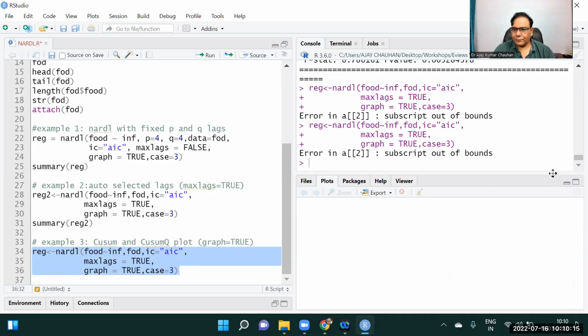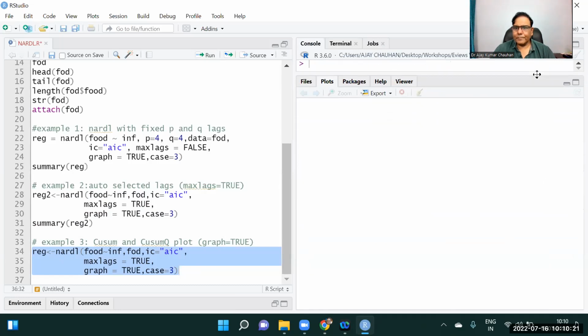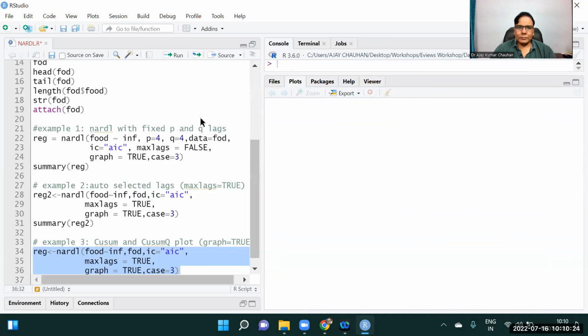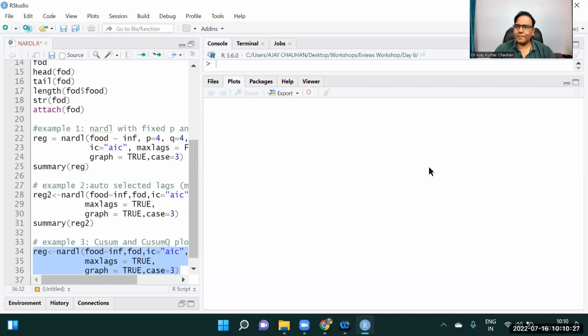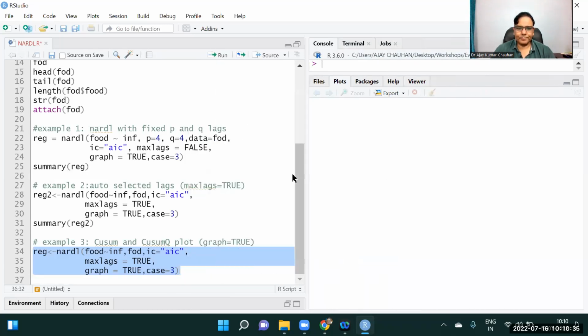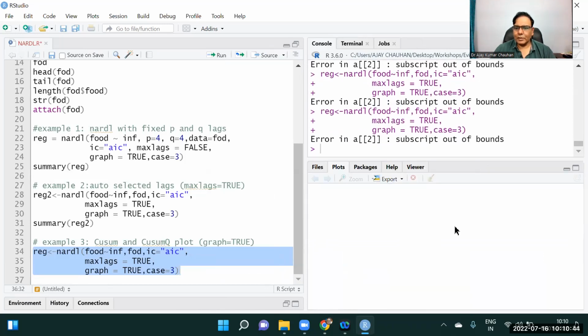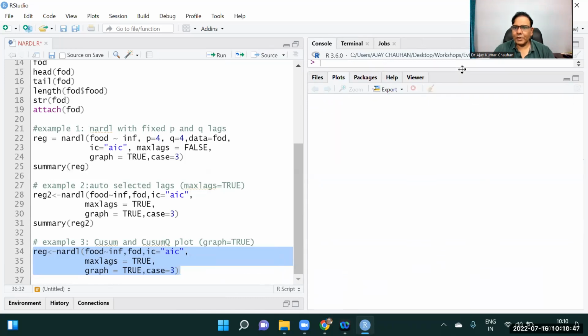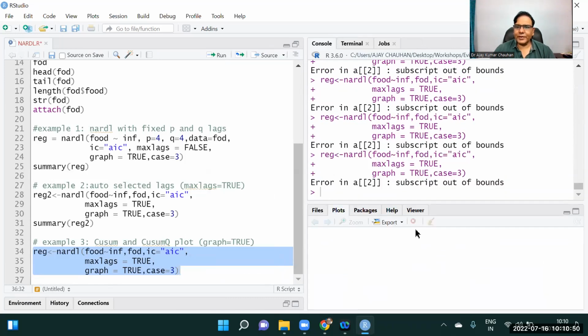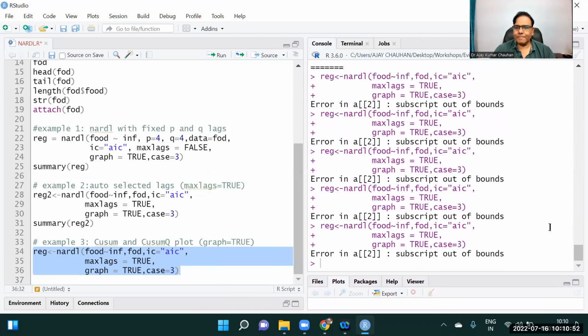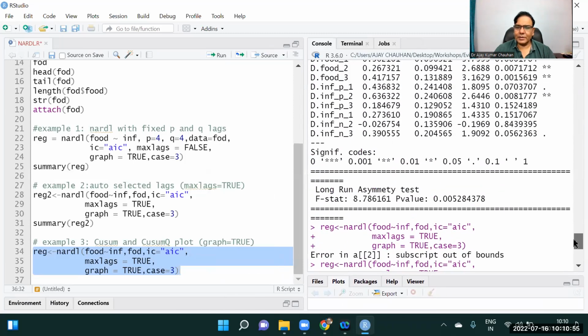Okay, so graph. But the NARDL model is, in this way we can apply an ARDL model. So check, I think the graph will definitely come. So from here you can plot the CUSUM plot. In my software there is a problem, otherwise it will work. So in this way we can apply the non-linear ARDL model.